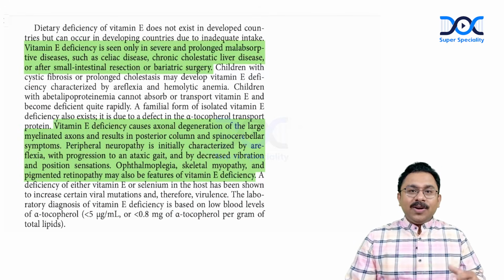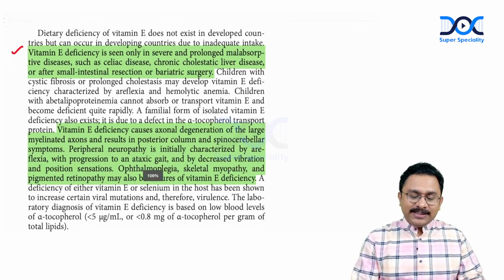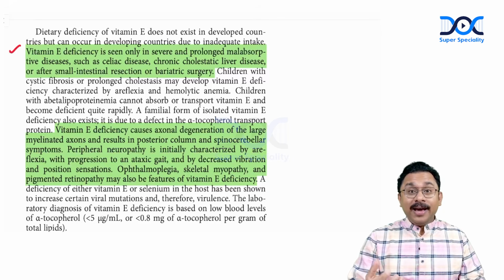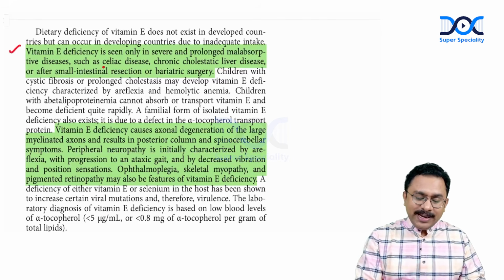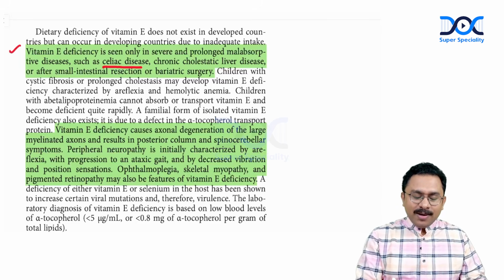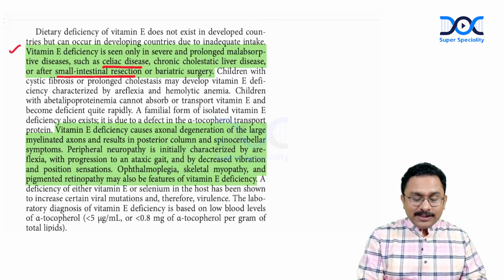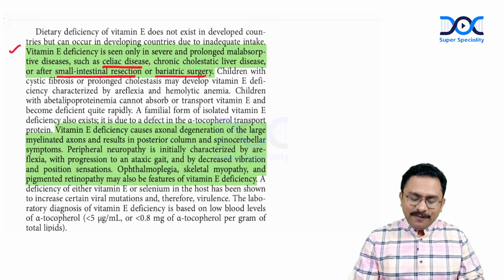So, what are the contexts in which you can expect a vitamin E deficiency? Vitamin E deficiency is seen only in severe and prolonged malabsorptive disorders like celiac disease, chronic cholestatic liver disease, after small intestinal resection or bariatric surgery. That is the context. What about the manifestation?